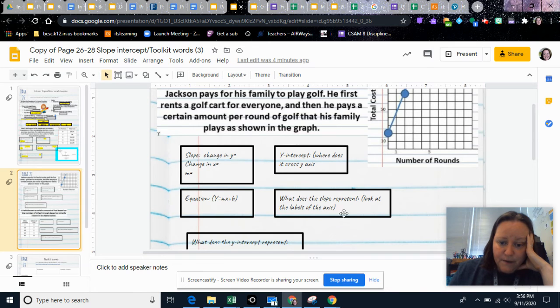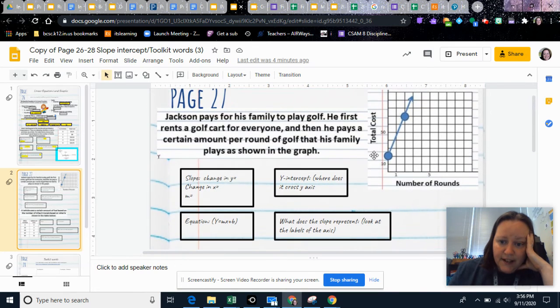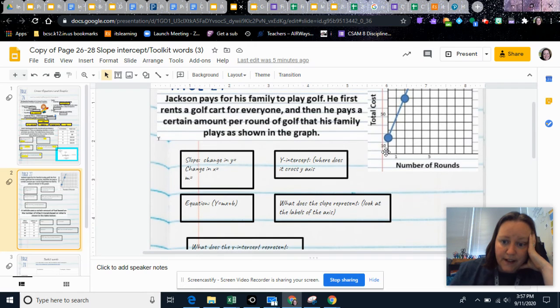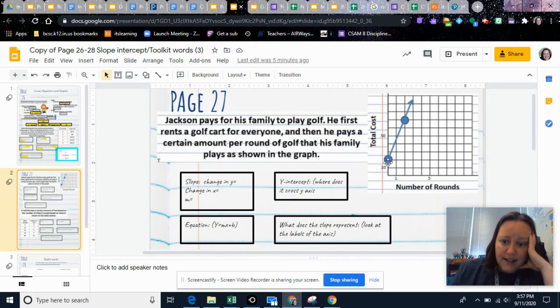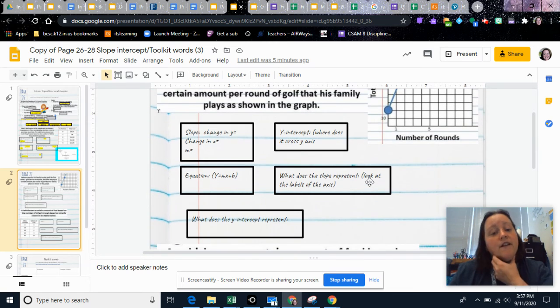So then to find out what the slope represents, well, look at how it's labeled. Remember, slope is rise over run. So think about how it's labeled. It's total cost over number of rounds. So it'd be cost, or dollars per round. And so then think about what that is going to represent. And then for the y-intercept, again, think about what it means if it's right here, how many rounds has it been and how much is that costing? And what does that mean in real life? So hopefully those steps will help you fill out this one.